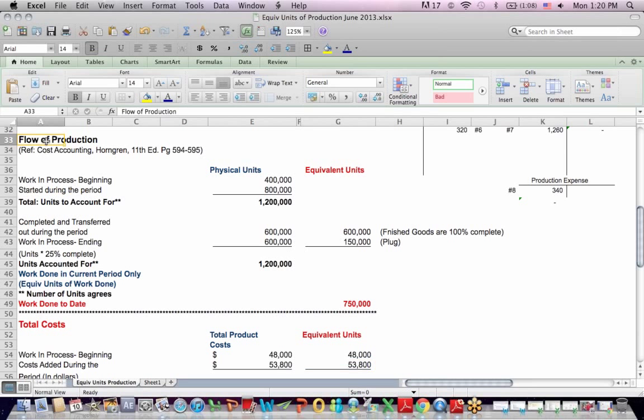This is also taken from the cost accounting as a reference. This template that I have set up is taken from Cost Accounting, the Horngren 11th edition. You see the page numbers there. That's where I got what I think is a really good template.